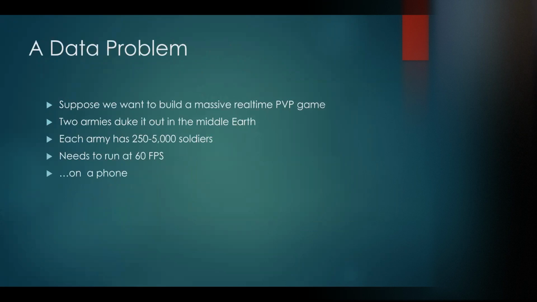So let's think about a concrete example for a data-intensive problem. I wanted to keep it simple, nothing super crazy in terms of computer vision or a lot of arrays. Let's just say we want to build a massive real-time PvP game. We have 2 armies that are fighting for control in Middle Earth, and we're gonna have this requirement that each army has between 250 and 5,000 soldiers, right? So we're talking about between 500 and 10,000 soldiers potentially active in the game at any time. And we also have the requirement that this needs to run at 60 frames per second and on a phone, right?